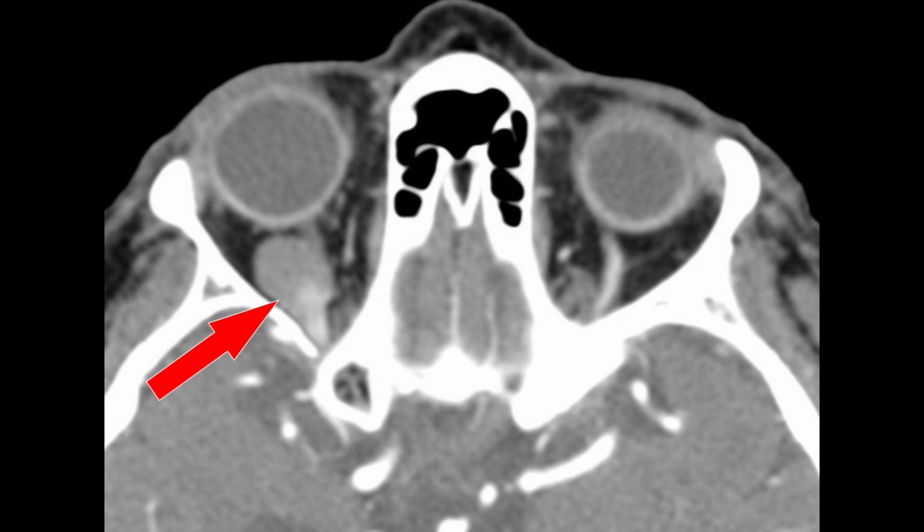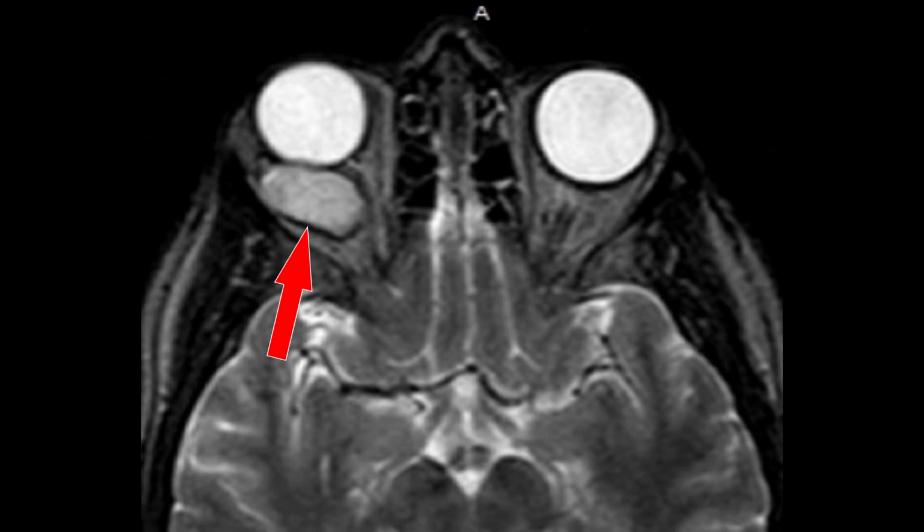When large, they may cause smooth bone remodeling, but they do not produce bone destruction, reflecting their benign nature. On MRI, these lesions are characteristically hyperintense on T2 weighted images and may show internal septations in some cases. A peripheral hypointense pseudocapsule on T2 weighted images is a helpful diagnostic feature and was clearly demonstrated in our second patient.